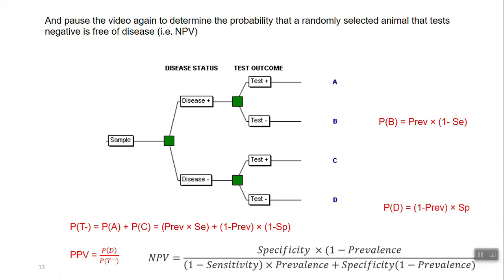Okay, and I personally like this approach because it doesn't matter what I'm being asked for, negative or positive predictive values, or what's the probability an animal that tests positive doesn't have disease. I can work any of them out when I conceptualize the problem in this way.